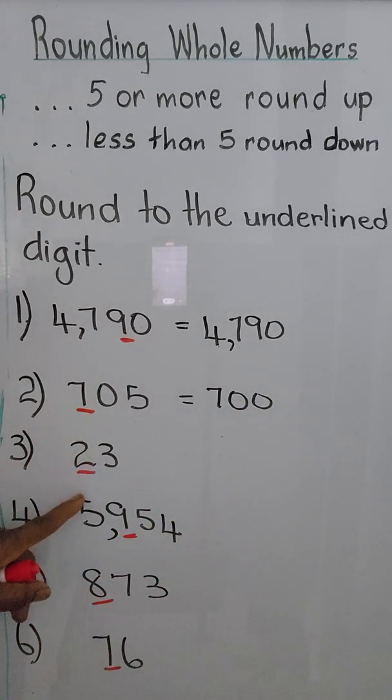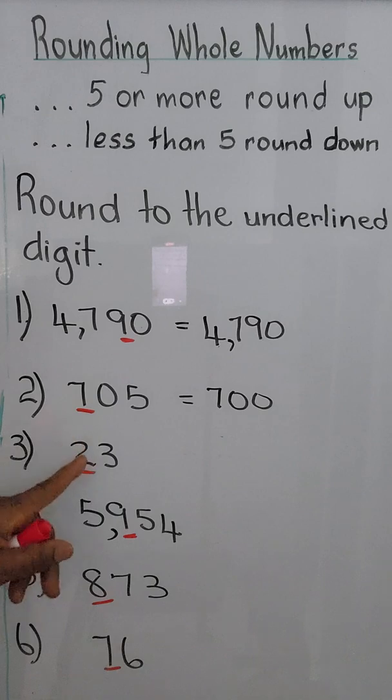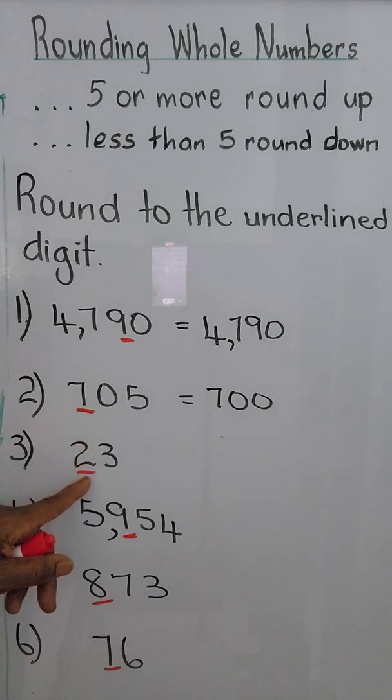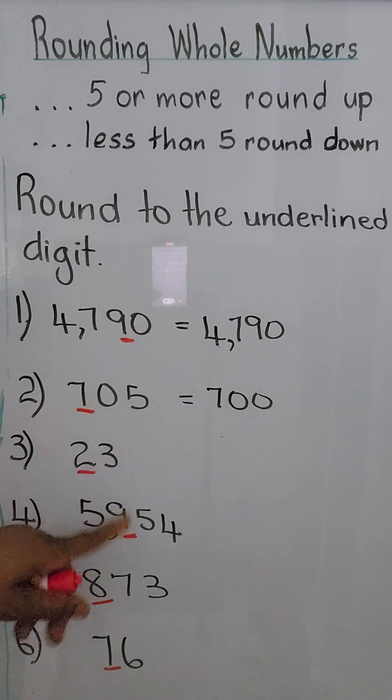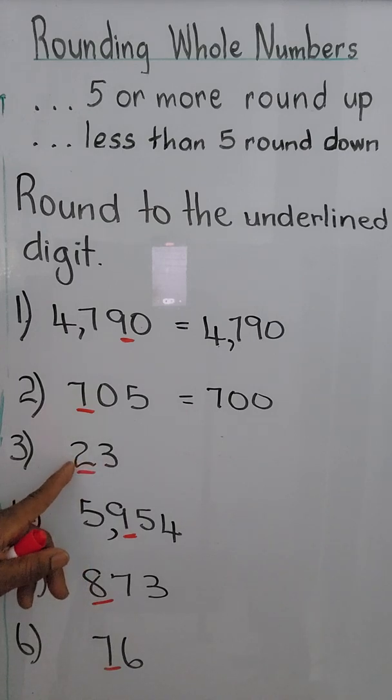Next, 23. The rounded digit is 2. The number after is less than 5, so we round down. Keep the rounded number.